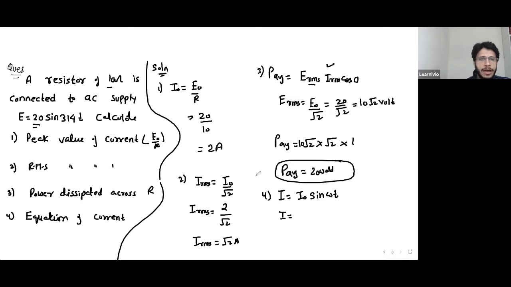How much is I naught? I naught we have calculated. It's 2 ampere. So I is 2 sine omega t, where omega is 314, into t.